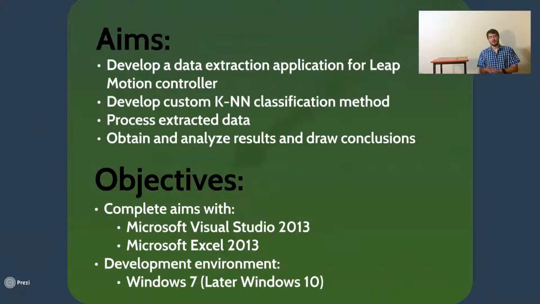To answer the research question, the following general aims can be described. To develop a hand geometry data extraction application for the leap motion controller, and to develop a custom KNN classification method to process the extracted data, and then to obtain and analyze the results and draw conclusions. The aims will be completed with the help of the Microsoft Visual Studio 2013 development package, as well as Microsoft Excel 2013. The project was started within the Windows 7 environment and was later completed within Windows 10.